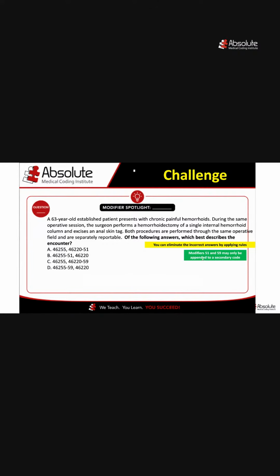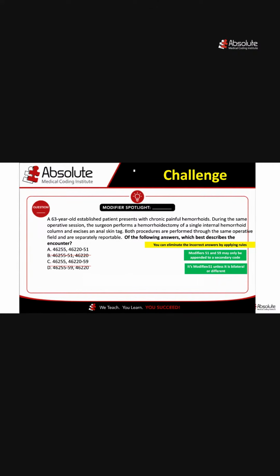Absolutely. We can eliminate anything that's sequencing first modifier 51 and 59. And if you look at B and D, it's appended 51 and 59 on that principal code, that principal procedure. And that's just incorrect. On site, you should eliminate that. Also, it's modifier 51 unless it's a bilateral or different procedure.